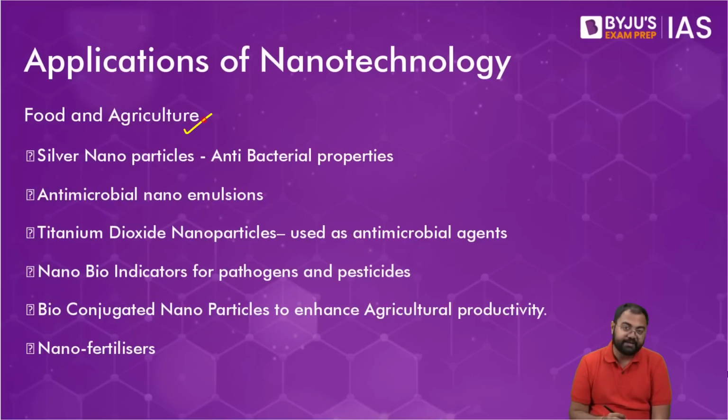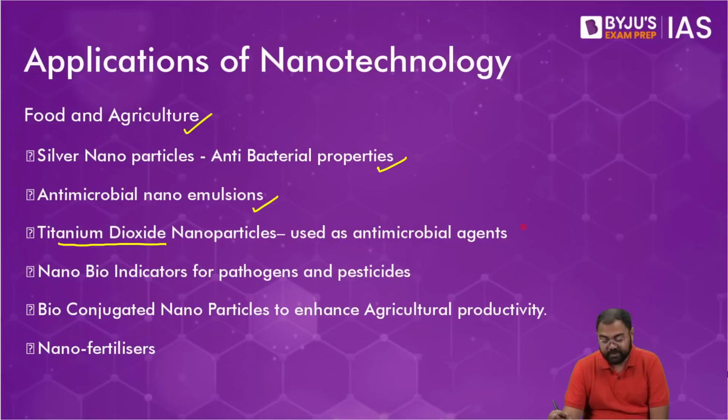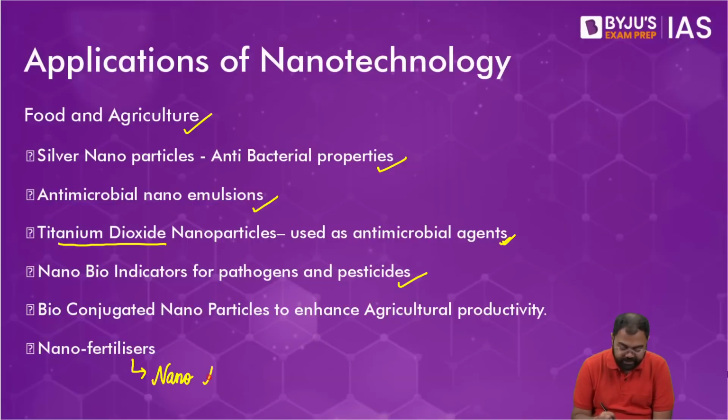Then in food and agriculture, we have silver nanoparticles which have antibacterial properties. We have nanoemulsions which have antimicrobial properties. We have titanium dioxide which can be used as an antibiotic agent, and we'll discuss more about titanium dioxide also later. Then after that, bioindicators for pathogens and pesticides. Then even in nano fertilizers, you might have heard of nano urea. Nano urea has been in the news.